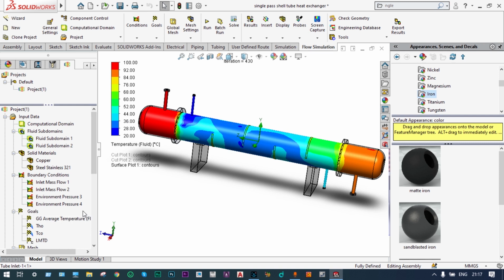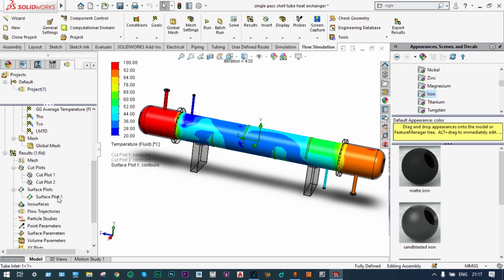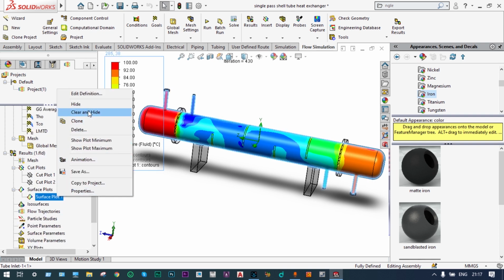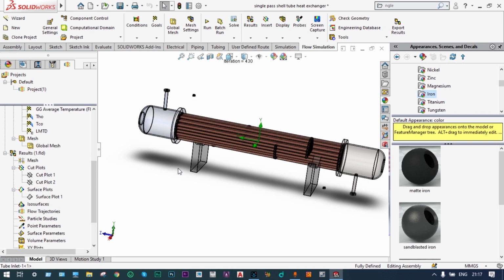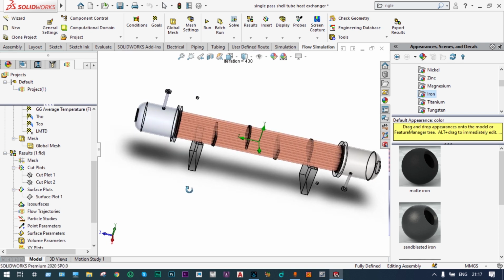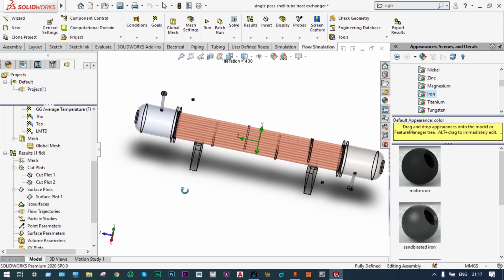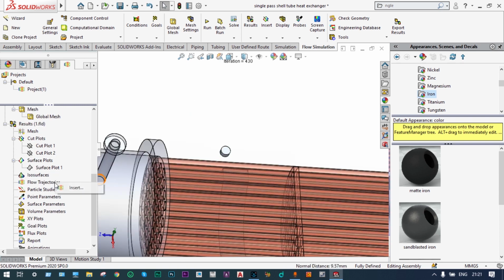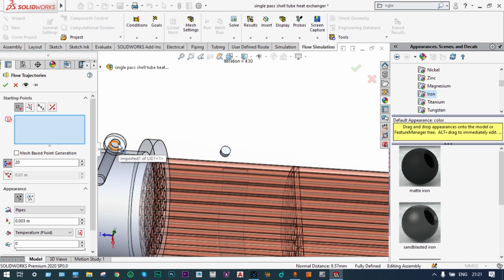Now next one we want to see the dynamics of these hot water and cold water particles. Let's clear and hide this part, and we want to see dynamics of flow particles. Flow trajectories. Insert flow trajectories. We want to see the dynamics of hot and cold both waters.